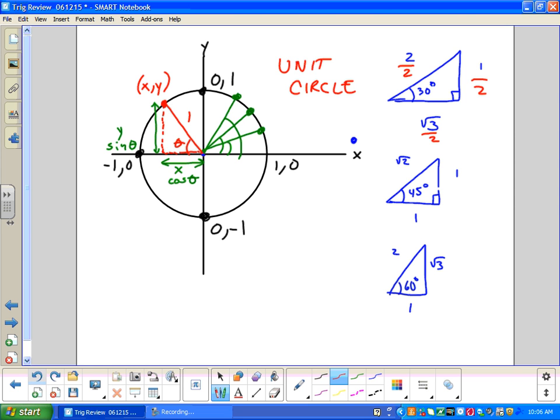So we can remember that we can do ratios. The 30-degree triangle has a point of 1/2 comma square root of 3 over 2. You can divide by square root of 2. Now we want to rationalize. So this point is square root of 2 over 2, comma square root of 2 over 2.